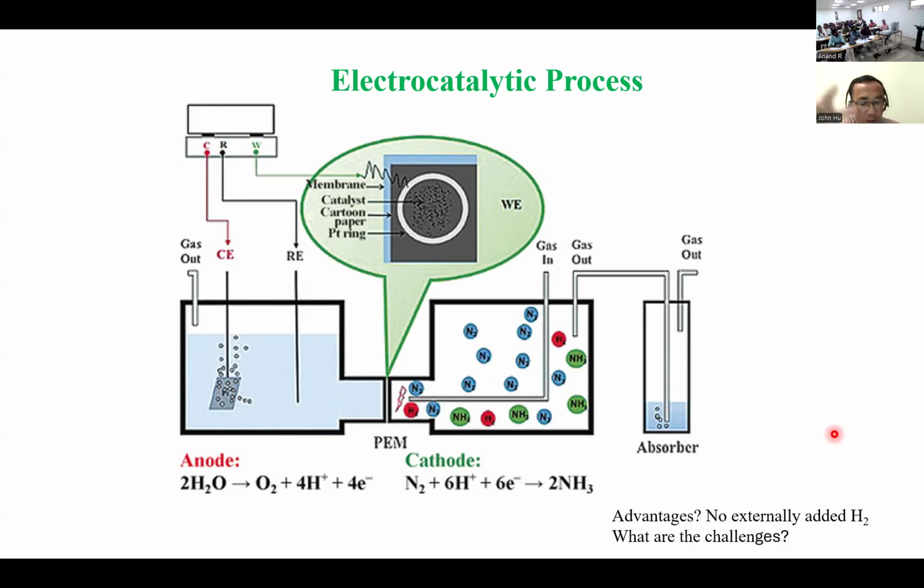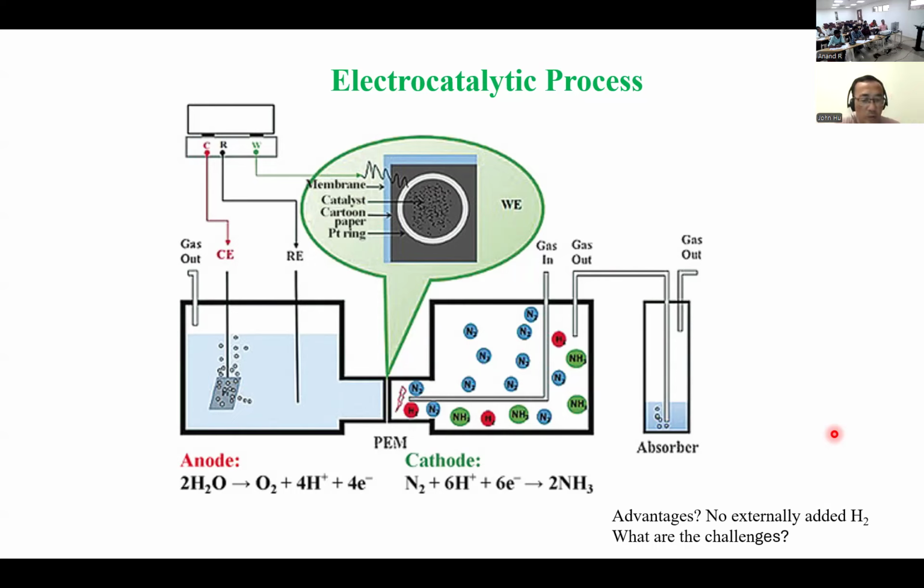Haber-Bosch, I'm going to repeat. You start from natural gas or coal, you produce CO2 and then hydrogen. Carbon footprint is very high. The hydrogen goes to the high pressure, high temperature Haber-Bosch process, and you make ammonia. With this electrocatalytic process, you don't have to make hydrogen from natural gas. You don't have to do Haber-Bosch high pressure. This is a low temperature, low pressure process.